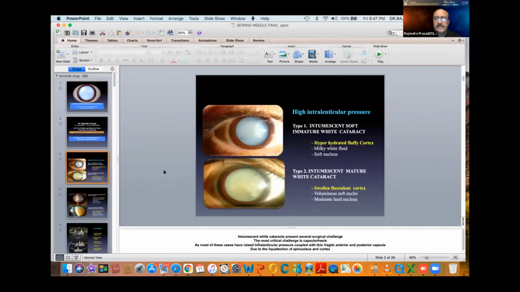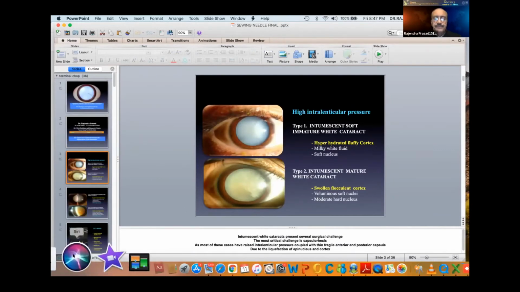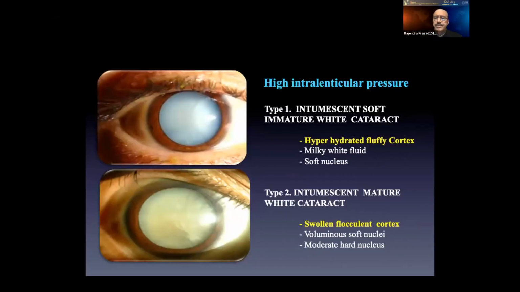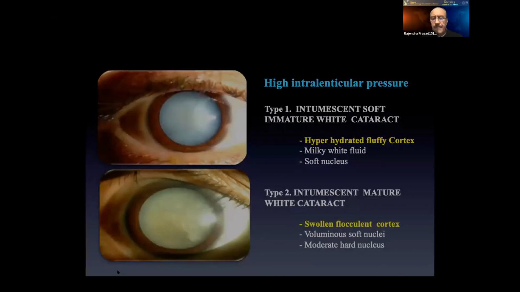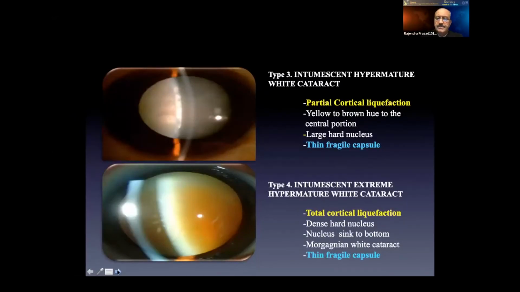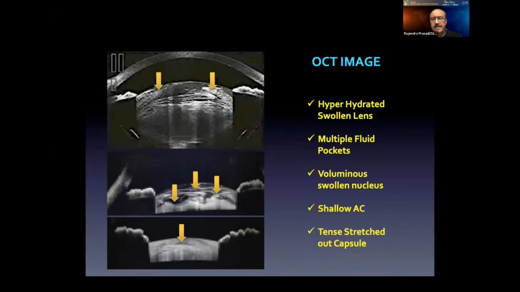Friends, we know that these intumescent white cataracts have always been a challenge to all of us, and the challenge is primarily because of the high intralenticular pressure, which is primarily because of the hyperhydrated fluffy nucleus and the swollen flocculent cortex. And many times these cataracts have a thin and fragile capsular bag, which can be confirmed with the OCT examination.